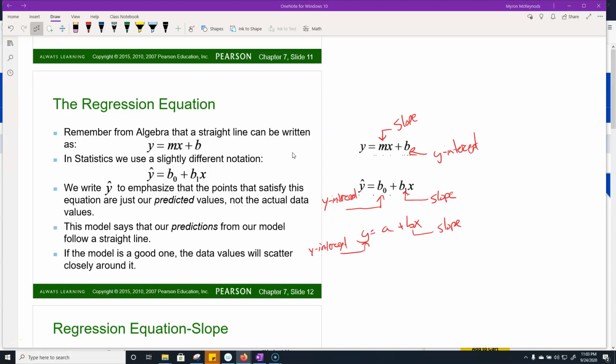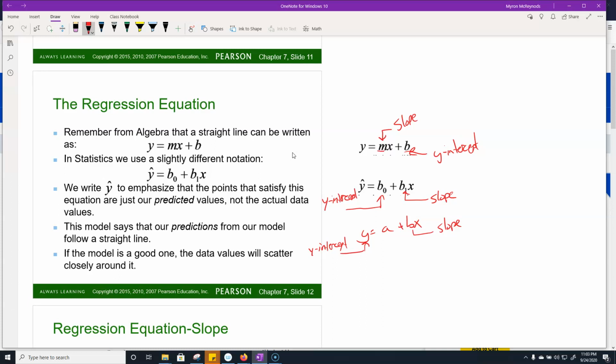All right, so the next thing is one of the really important things in these notes: this regression equation. Your normal equation for a line is y equals mx plus b. You should remember this from algebra, where m is your slope and b is your y-intercept. Well, they write it a little different in statistics. In statistics, they'll use y equals b naught plus b1 times x, where b naught is the y-intercept. So they put the y-intercept in front, and they put the slope second.